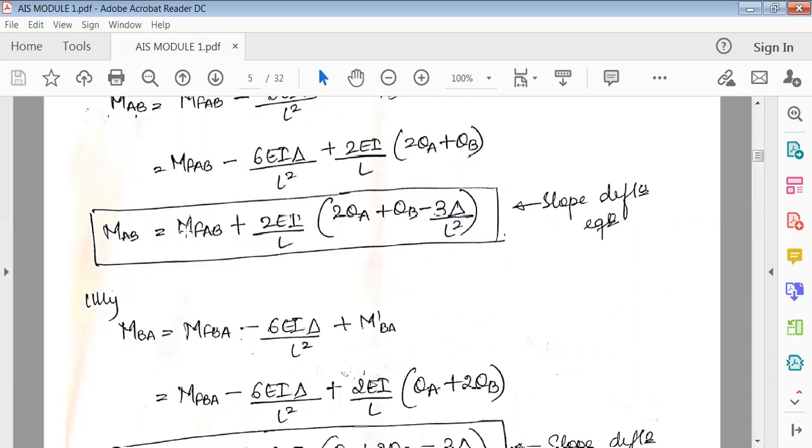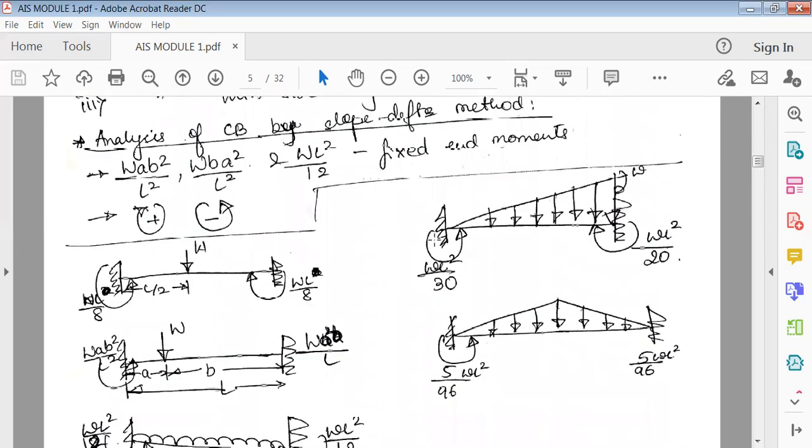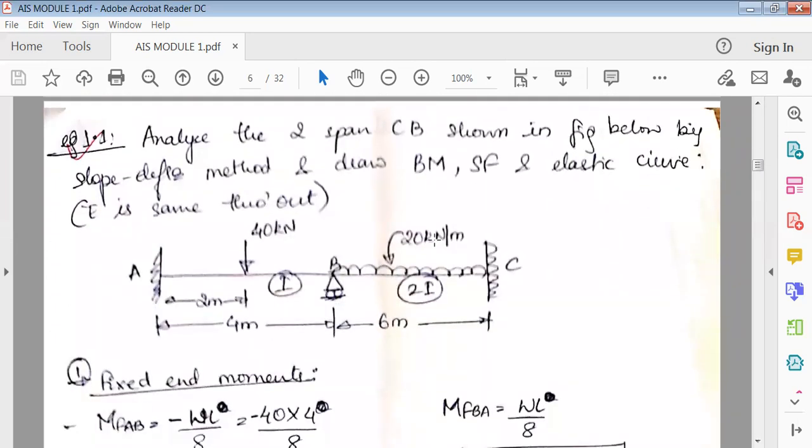Wherein MFAB is the moment at the fixed end, that is at A. EI is the modulus of rigidity. L is the given length between the two spans. Theta A is the rotation at end A. Theta B is the rotation at end B, and delta is nothing but the settlement or sinking of the support. All right, so with this, let us start with the first problem.